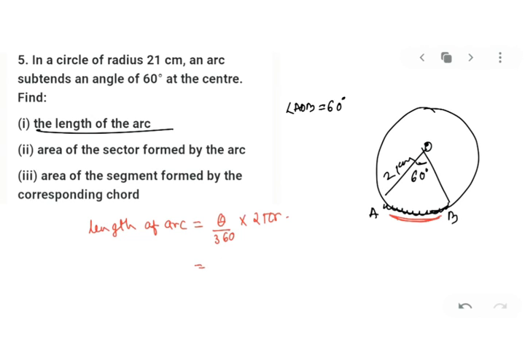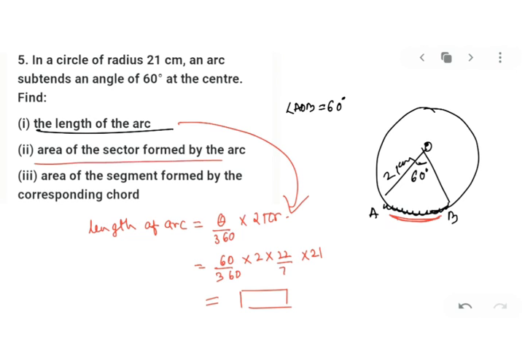Theta here is given as 60. 2 into pi you can take 22 upon 7, and radius is given as 21. Once you calculate this, my dear kids, you will get the value of length of arc.